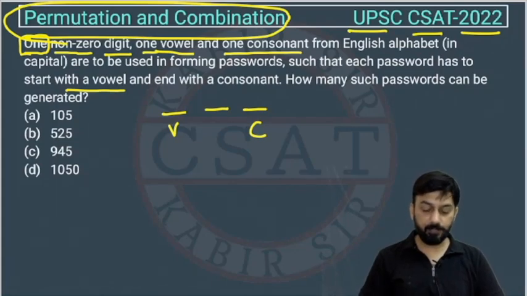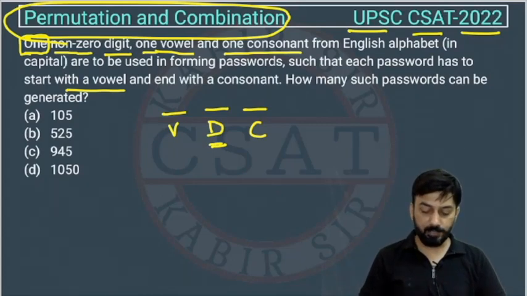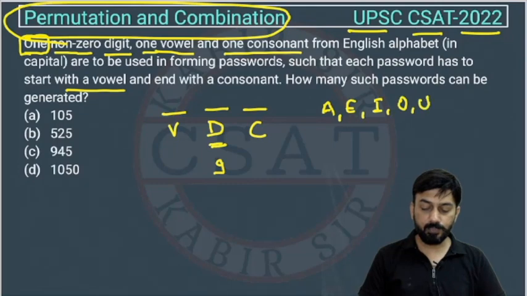And in the middle what will come? The digit will come, because in the password there should be three things. One non-zero digit. So how many non-zero digits are there? From 1 to 9. So there can be 9 possibilities, right? And one vowel. So how many vowels do we have in the alphabet? If you remember, we have 5 vowels: A, E, I, O, U. These are vowels, right? And how many consonants?